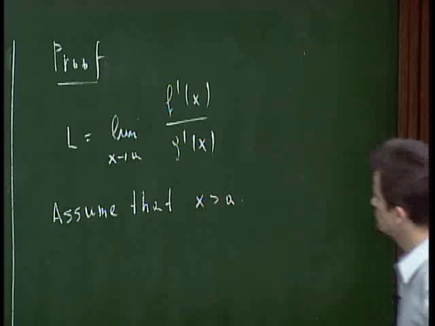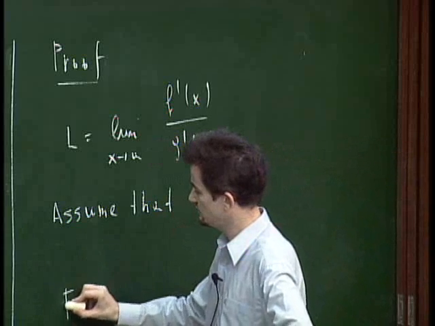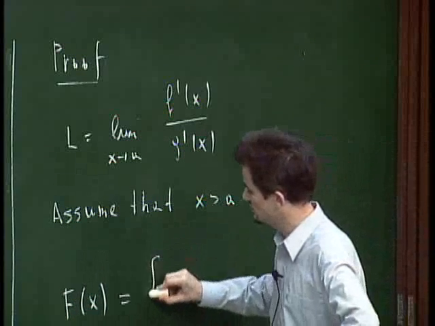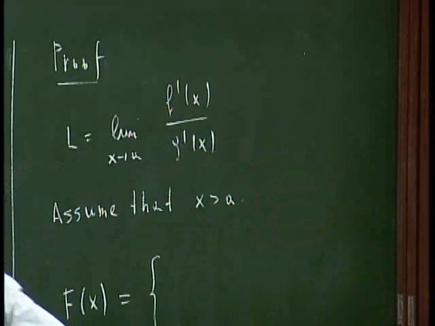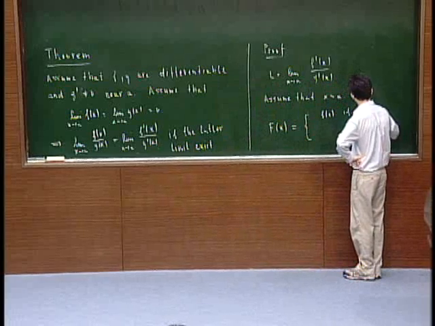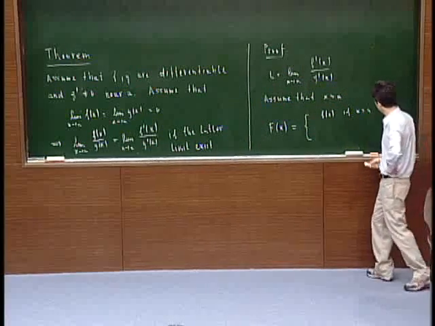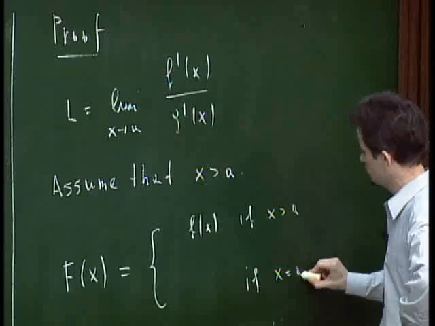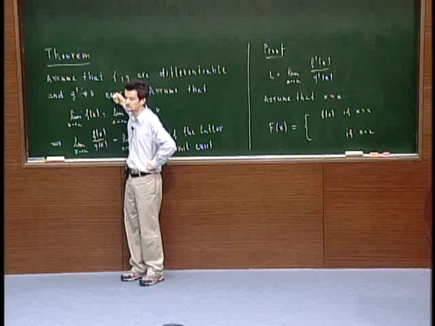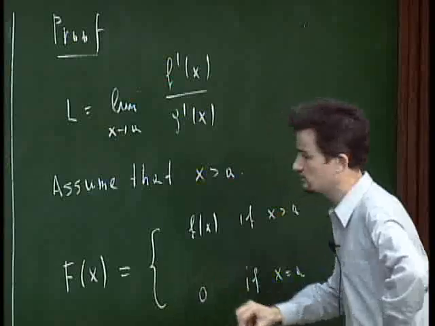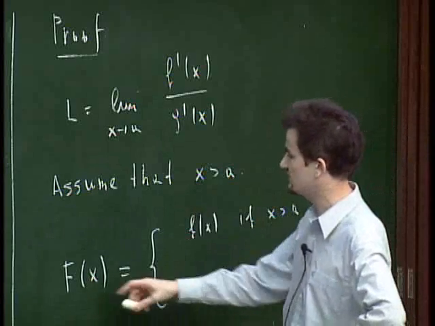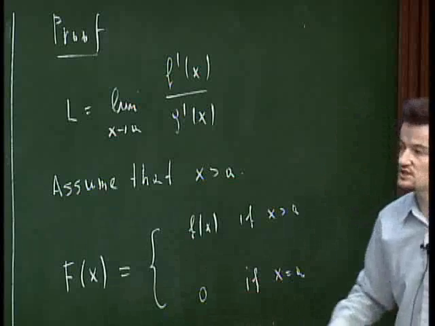Now, we are going to define two new functions. The first one we call capital F of x. The definition is almost the same as f of x. This function will be f of x if x is larger than a, and in case x is equal to a, the function f is not necessarily defined by those assumptions, but we can set it to 0 in order to make this function continuous. And we give a similar definition for capital G of x, where we replace f by g.